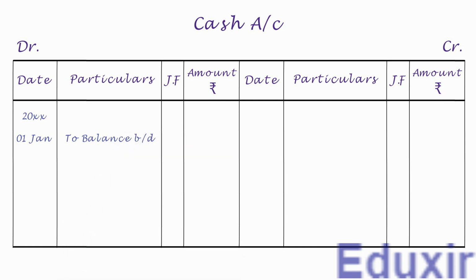Let us write the debit amount of 6,000 rupees into the amount column. That completes the posting of this journal entry into the cash account. Let us now take up the next entry.